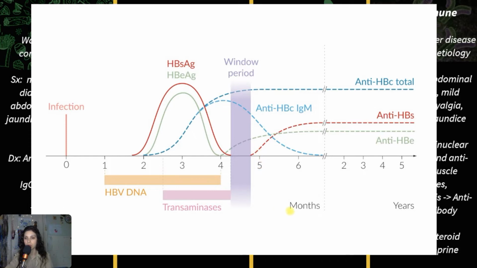And if this HBs antigen persists for more than 6 months, it will be chronic hepatitis, and it can lead to hepatocellular carcinoma. And also, let's talk about anti-HBs. It can tell you that there was a previous infection, or also that this person was vaccinated.